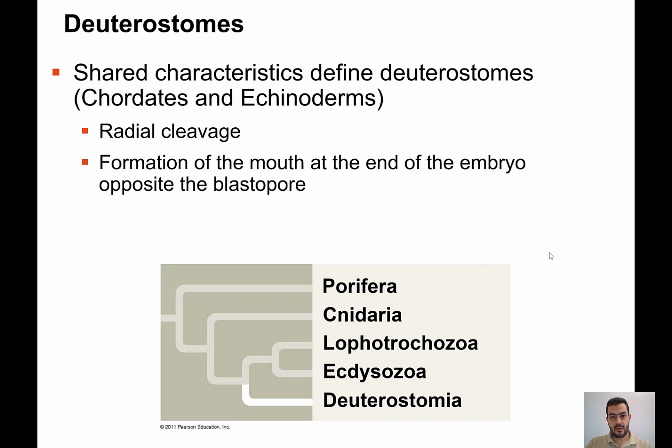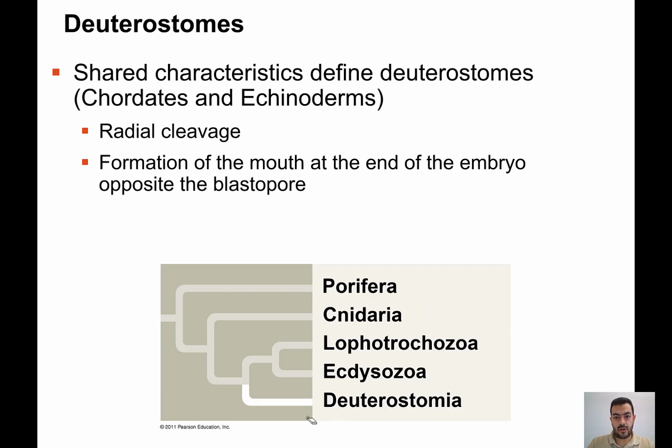Hello everyone. So in this video we'll continue on the animal diversity. As you remember, we started with the Porifera, Cnidaria, Lophotrochozoa, Ecdysozoa, and now it is time to go to the last group, which is the Deuterostomia.